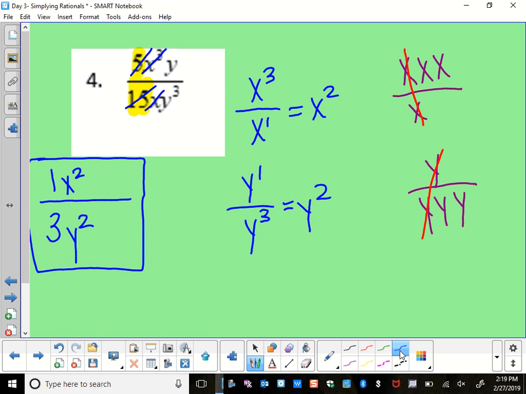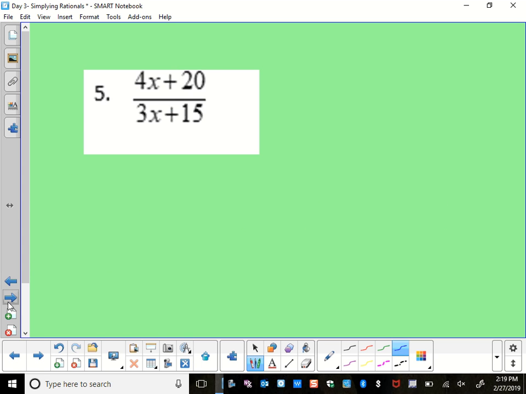Okay, those were the easy problems. Now we start to pick up. Do we see here why I cannot cancel out my 20 and my 15? Are they being multiplied or added to something? Added. So they're basically bound and grouped together.